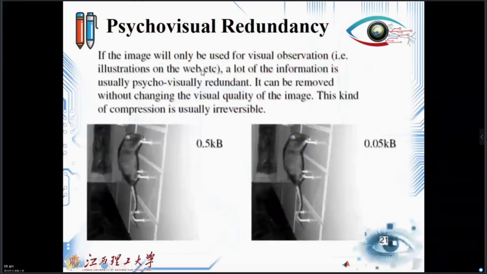let us see. The next redundancy is psycho-visual redundancy. See, I bring two pictures of the same mouse, one is 0.5 KB and another is 0.05 KB. If an image will be used for visual observation, lots of information is usually psycho-visually redundant and can be removed without changing the visual quality of the image. This kind of compression is usually irreversible, and just by looking at them, you will see that there is no difference between them.